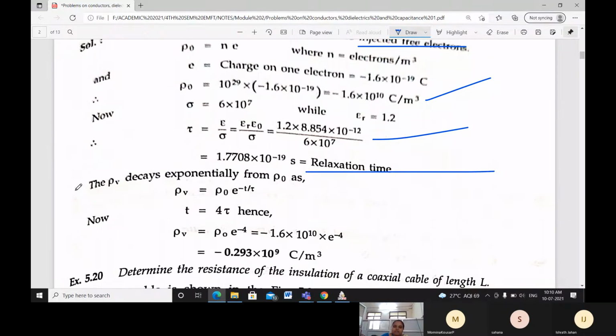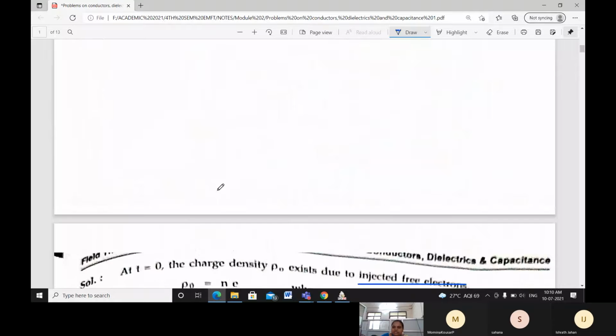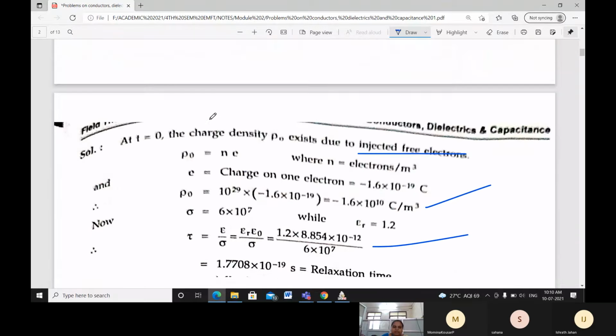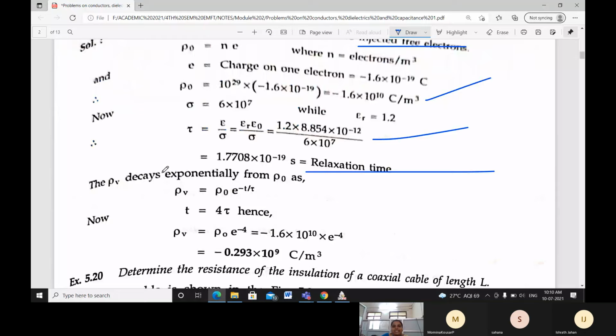And for rho v, the charge density after 4 times the time constant, we have to find the value. For that, rho v is a decaying function. Therefore, rho v equals rho naught into e raised to minus t divided by tau, where t is 4 times the relaxation time, that is 4 tau. Hence the equation changes: instead of t, I can write 4 tau. Tau cancels and what remains is e raised to minus 4 only.